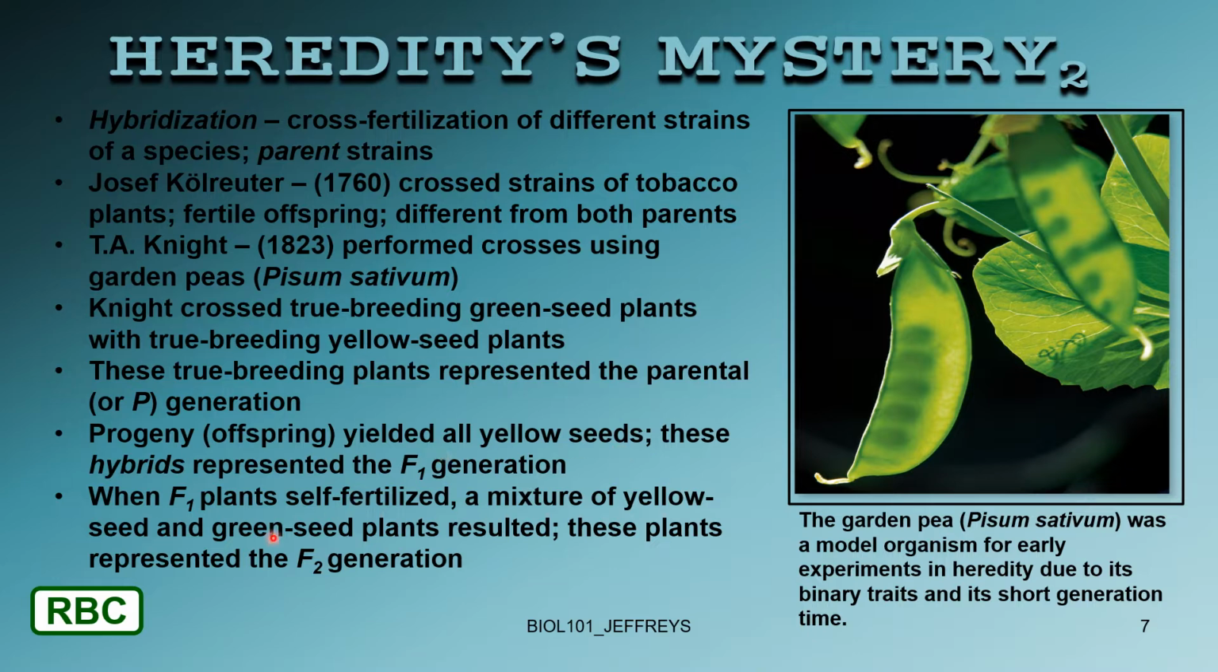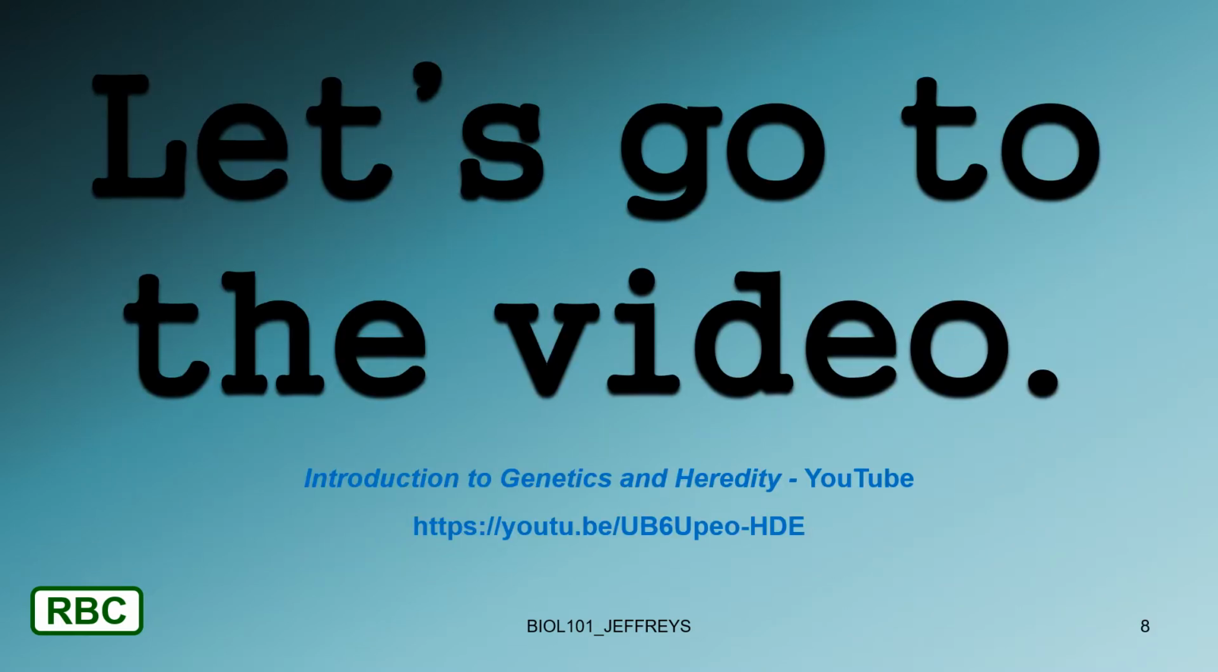But when the F1 plants, take two plants from the first generation with all yellow seeds and you cross them, a mixture of yellow seed and green seed plants resulted. And so these plants represent the F2 or second filial generation. And we'll see how that works out here in a little bit.